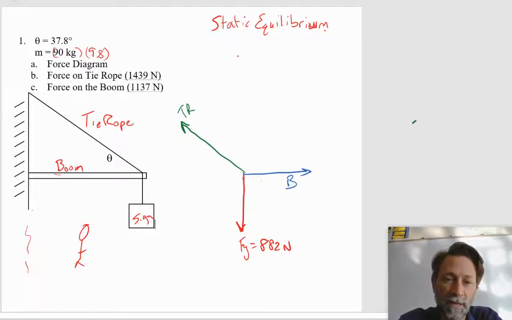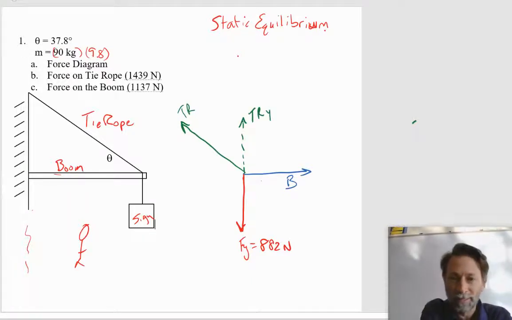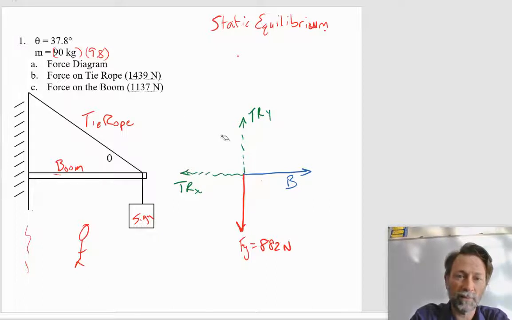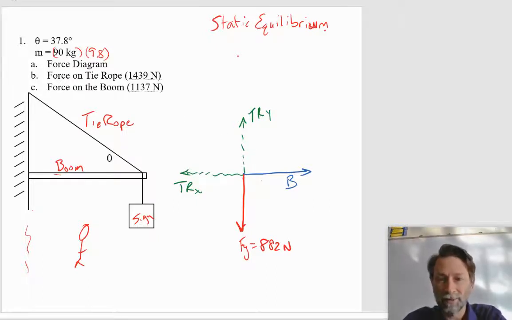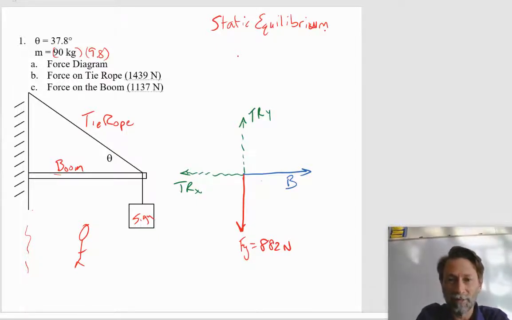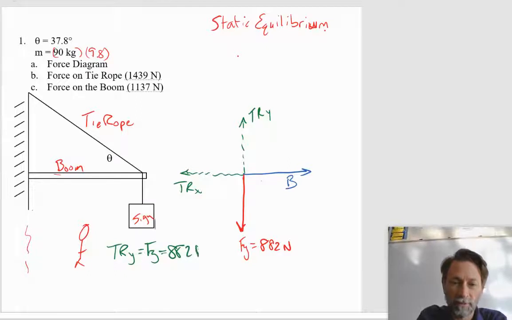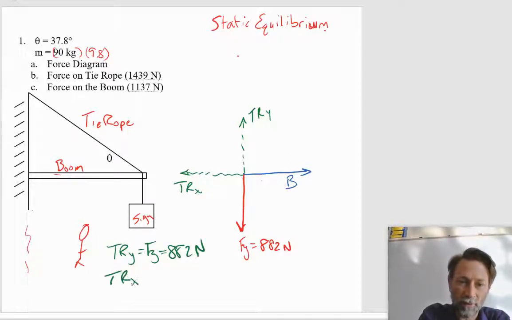So if I break the tie rope up into components, then I'm going to have a tie rope Y, and I'm going to have a tie rope X. And when we do that, that in essence gets rid of that guy. Now I can look at this and say, hey, if this is in equilibrium, then doesn't the tie rope Y have to equal the weight, which is going to be 882 newtons, right? And then we can look and say, well, the tie rope X is going to have to be equal to the boom.